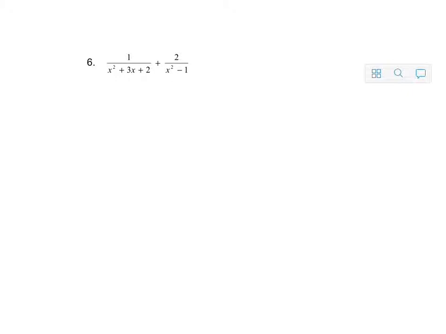Again, I don't have a common denominator, and I'm not really sure what to use, so I'm going to factor those guys out to see what I've got here. This guy looks like it would factor out to x plus 2 times x plus 1. So all I did was rewrite him. This guy looks like he's x plus 1 times x plus 2.